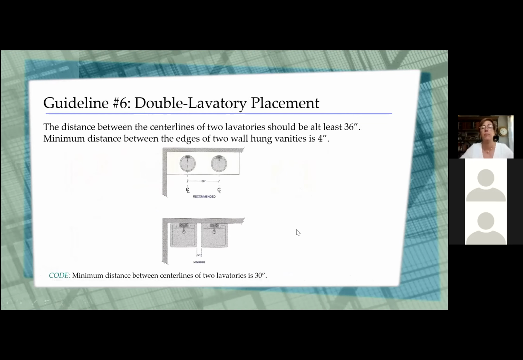When we're talking about double vanities or double lavatories, the distance between the two of them should be at least 36 inches, and there should be a minimum of 4 inches if you've got 2 of the wall-hung lavatories. If we're paying attention to code, the minimum distance between the center lines of the 2 lavatories is 30, so it's a little smaller than this. It just gets to be a functioning space. If you've got both people there brushing their teeth, one happens to be left-handed, one happens to be right, and they don't stand on the side where their elbows would be out, they'd be knocking them if they were in the middle.